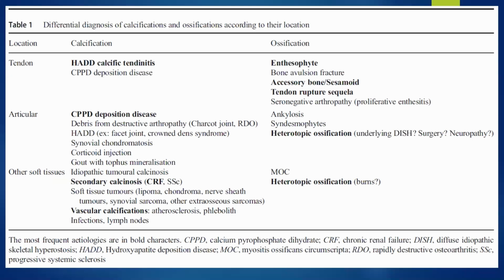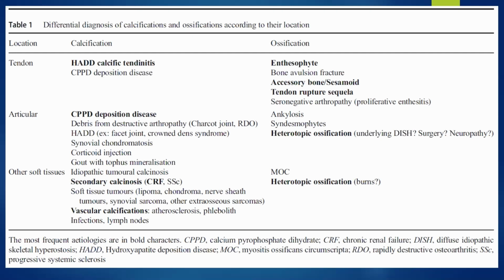When you have calcifications in a tendon, it is most likely hydroxyapatite deposition disease. Secondarily, you can have CPPD deposition disease, but this is rarer. If you have ossification in a tendon, this is most commonly an enthesophyte, an accessory bone or sesamoid, the sequela of a tendon rupture, and heterotopic ossification. Now I went into articular, sorry, I jumped, my fault.